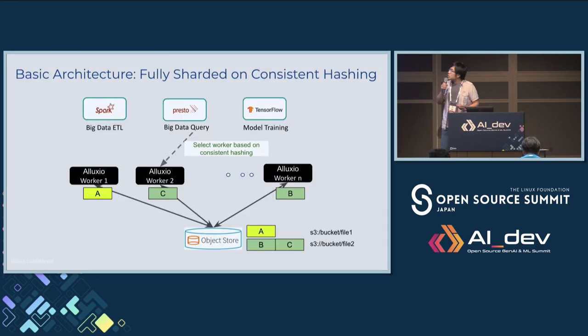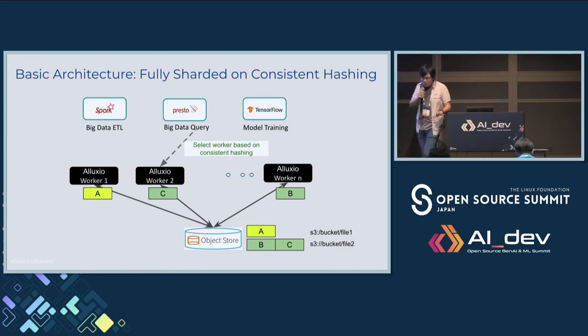Okay, so I skipped some early slides of what Alluxio has done in the early days. But essentially, what we ended up with, to fulfill the requirements we're talking about, is that we should use a fully decentralized way. We should use a fully sharded approach for data and metadata, which gives us the flexibility and possibility to scale to billions or tens of billions of files.